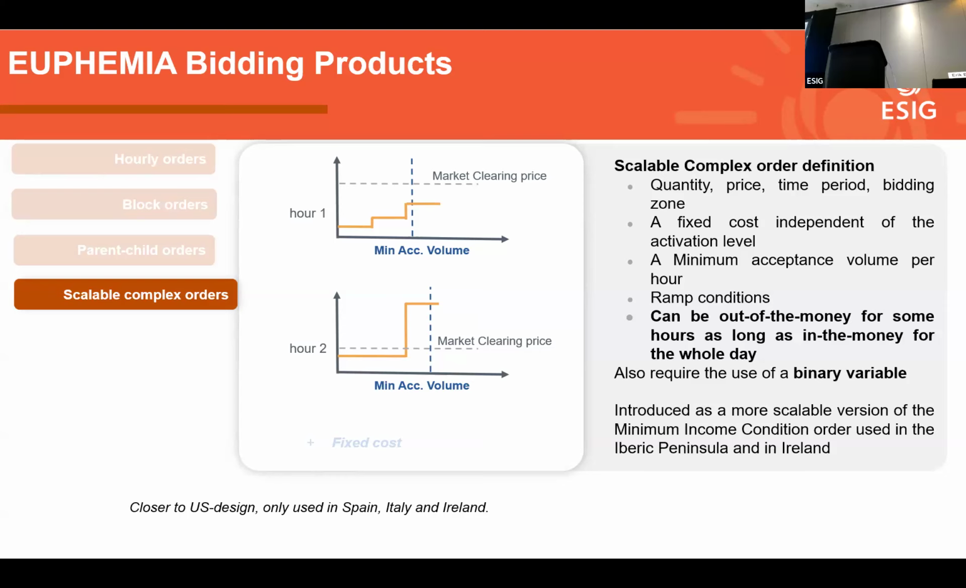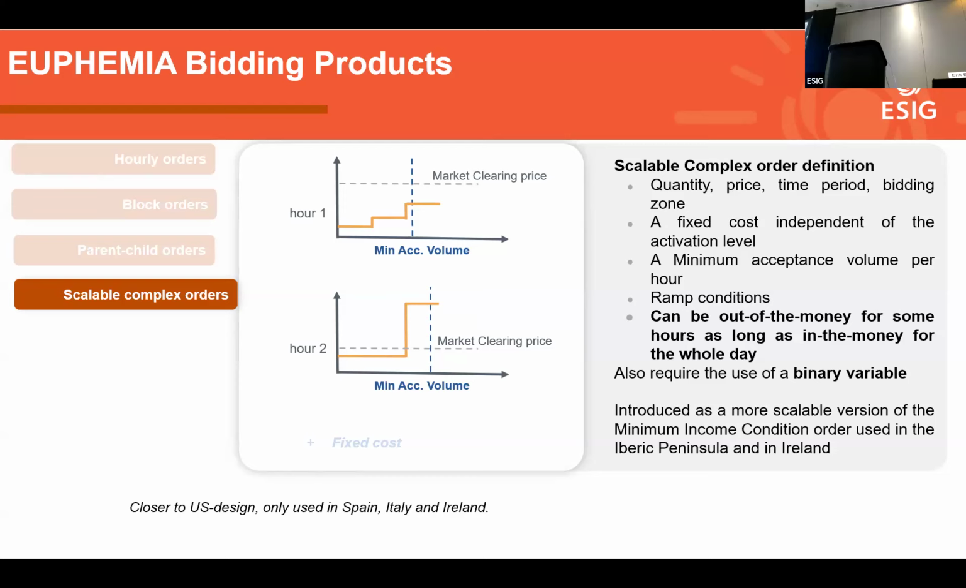You have a minimum acceptance volume for each hour. So it's to better reflect, for example, the technical constraint of a power plant. We have ramp conditions between different periods. So again, physical constraints of a power plant.